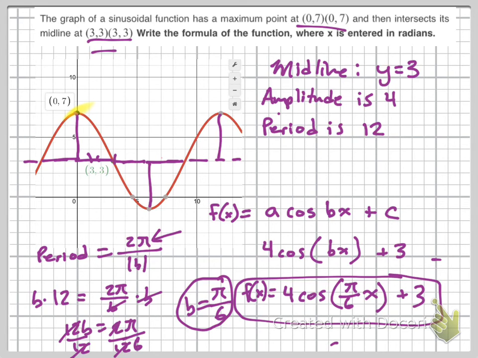Again, like I said, it could have been with sine. The 4 and the 3 and the pi over 6 would be the same. We would just have to add or subtract something from x because we would have to shift it. It would have to be a shift left 3, so maybe it could be x plus 3 in there. But that just, like I said earlier, becomes more complicated than necessary when we could just do it with cosine.